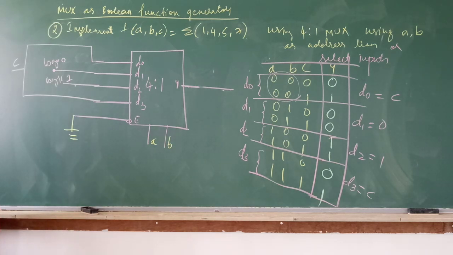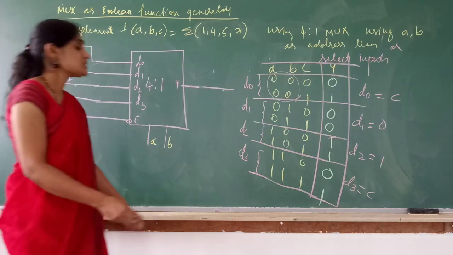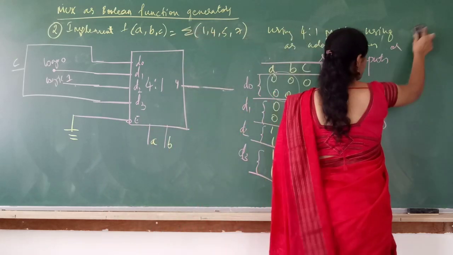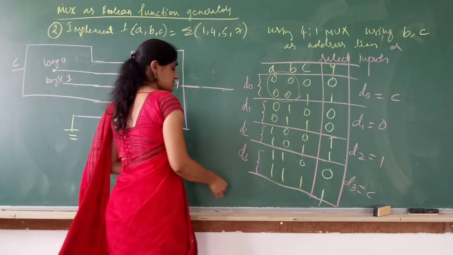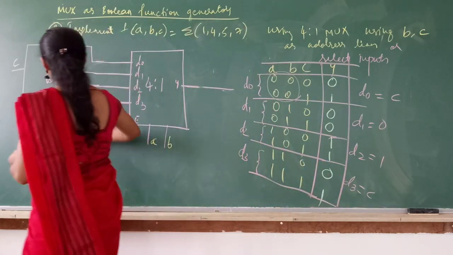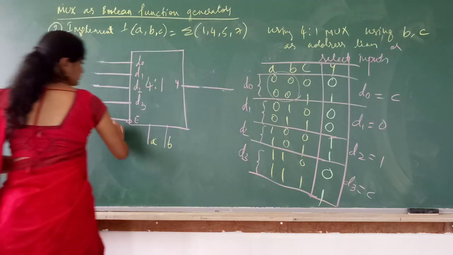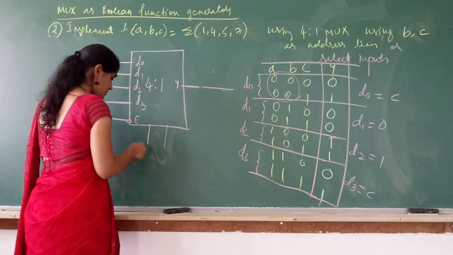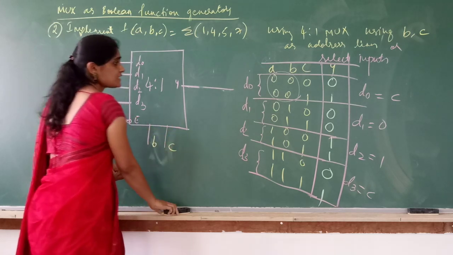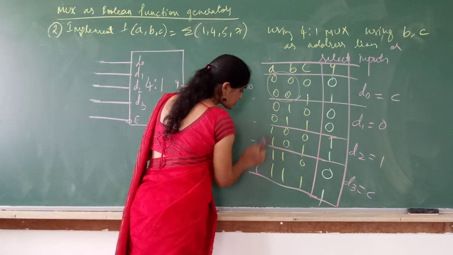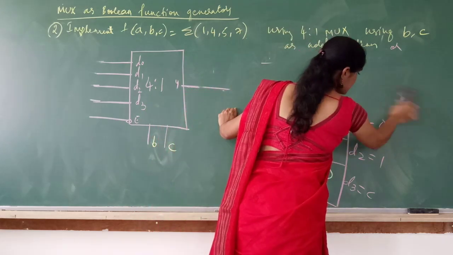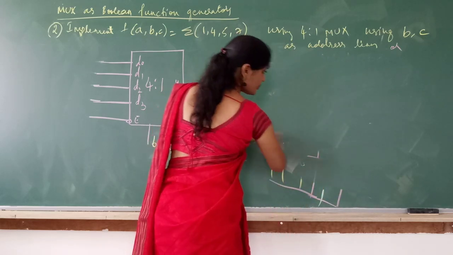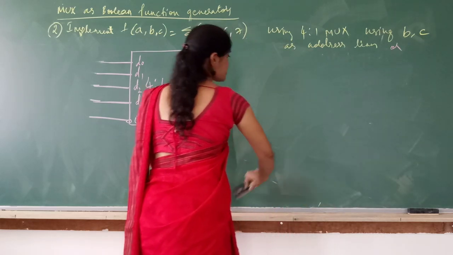Now let us do the same problem taking BC as address lines. Take BC as address lines. Okay. So now what are the address lines here? BC. BC are address lines. Okay. So now you have to be very careful. Let me rewrite the truth table again, as I have grouped it by taking AB as address lines. Let me write the truth table again.